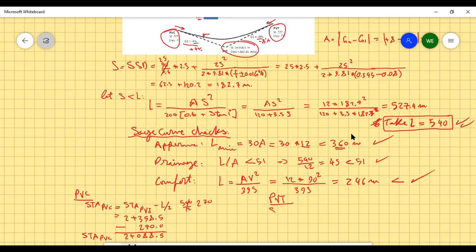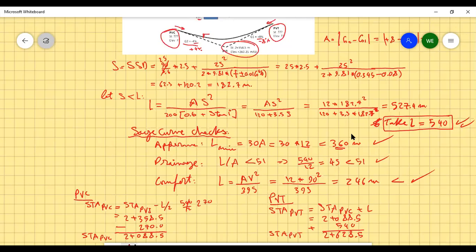For the BVT, the station for BVT equals the station for the PVC plus L. So basically it's 2 plus 088.5 plus 540. So this would be 0.5, and here 8, and here we have 12, 6 plus 2. So this is the station for the PVT.